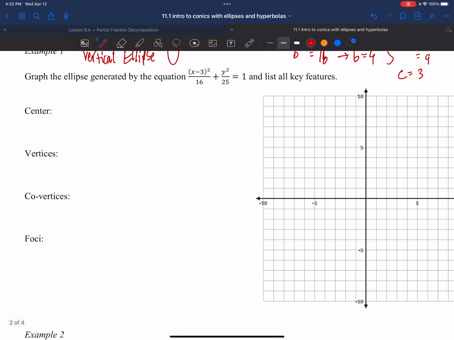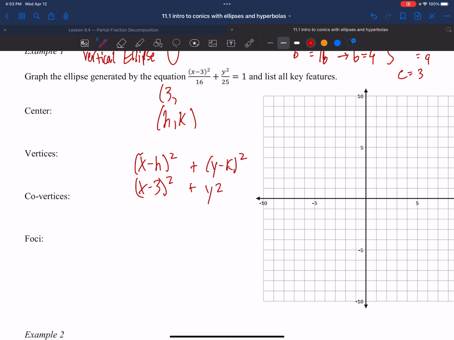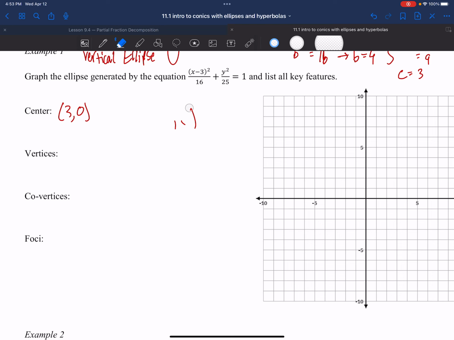So ask ourselves, where's the center? Well, the center is H comma K, and that comes from X minus H squared plus Y minus K squared. So if I look at this, it says X minus 3 squared. That means H is 3. And then it says plus Y squared. That means it's Y minus 0. So it's 3 comma 0. So that's my center, 3 comma 0. I could just see it plainly right there. So I'm going to put my point right here, 3 comma 0. All right, where are my vertices?